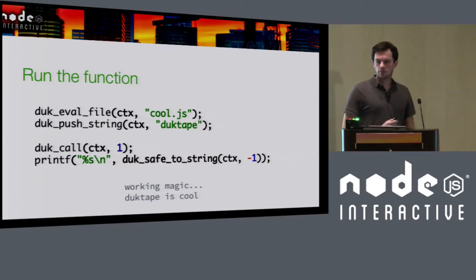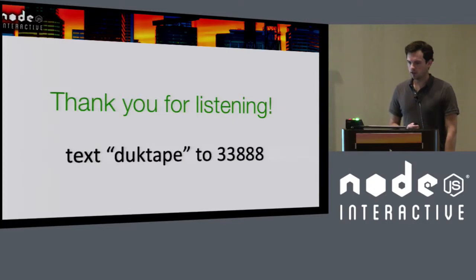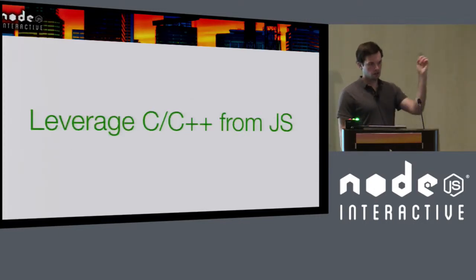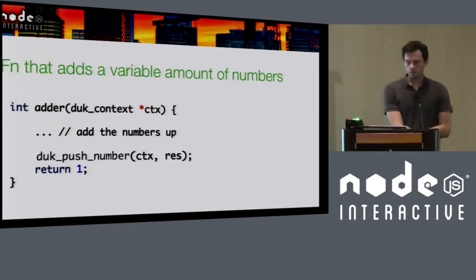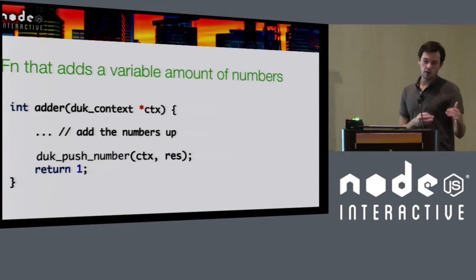So we've got a little bit of time left. I didn't know how much time we would have, but I can also talk about going the other way, which is leveraging C and C++ code from JavaScript. So this is a more complicated example, but this is a function that adds a variable amount of numbers. And the way you would leverage this C code from JavaScript is it has to have a certain signature.